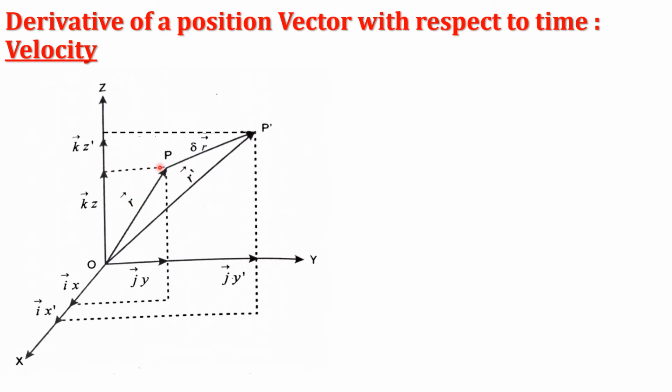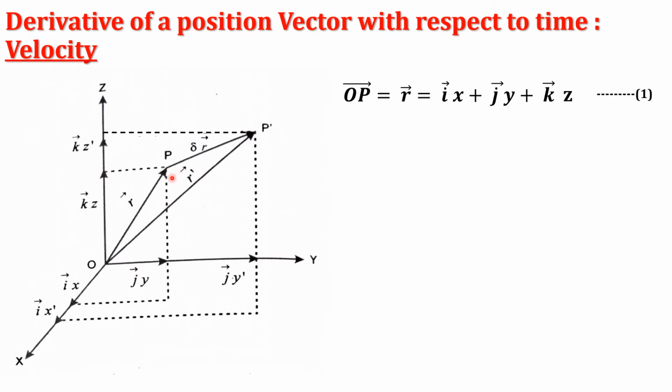Therefore, if we join the point P with O, we get the position vector r, and that vector is defined as r = ix + jy + kz. And this is equation number 1.